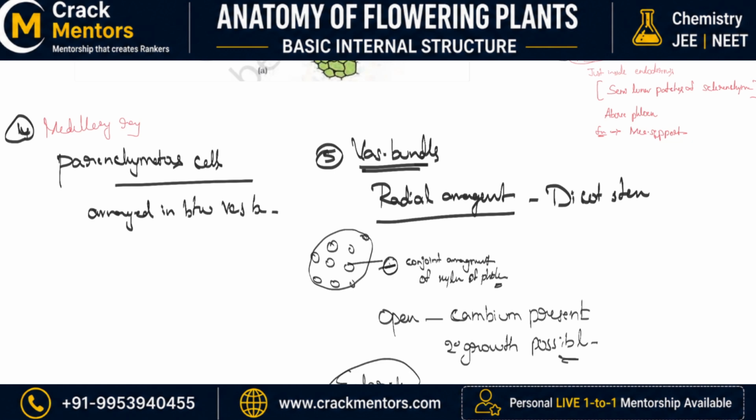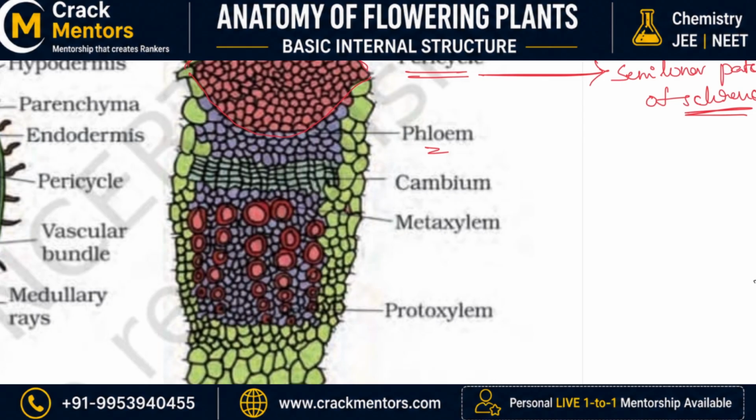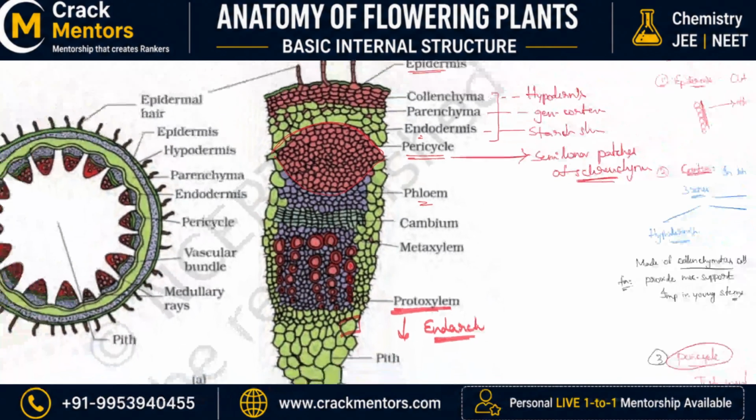What do you mean by endarch? Endarch means that the protoxylem is towards the pith. Here you can see in the picture, here we have our pith and the protoxylem is present towards the pith. This is called the endarch arrangement of the vascular bundle.